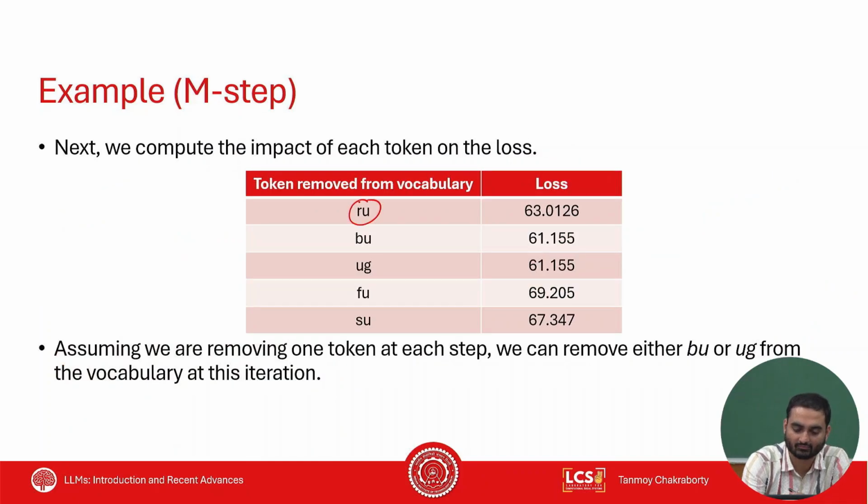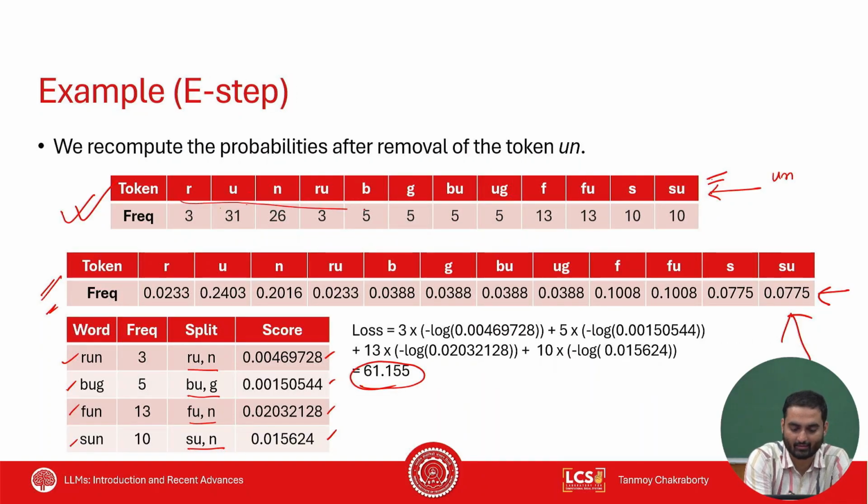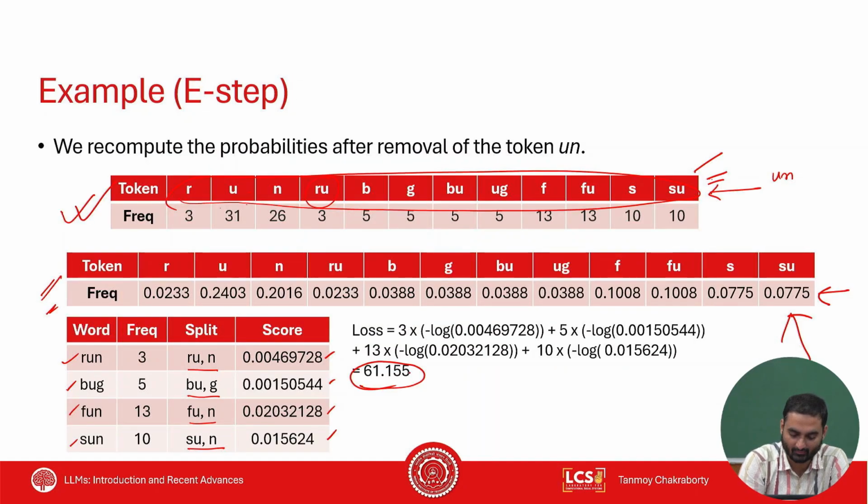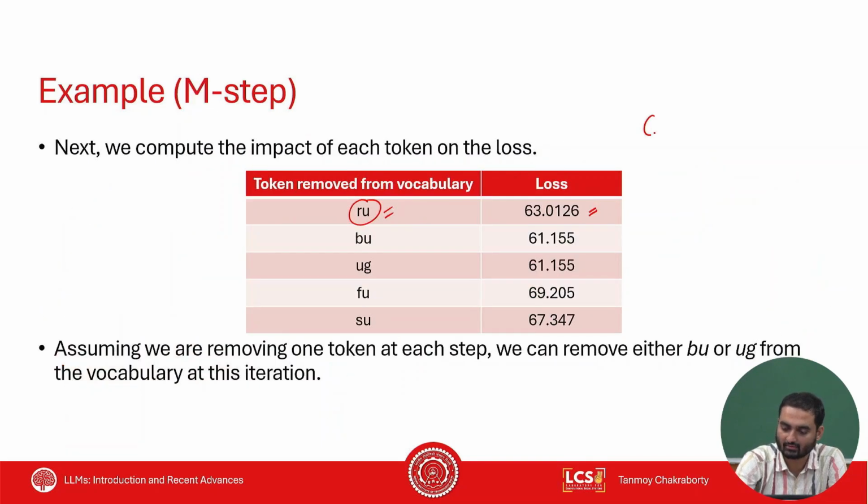If I remove RU, among these tokens, this is the vocabulary, the loss will be 63.0126. Remember this number, 61.155. If I remove RU, this will be the loss. If I remove BU, this will be the loss. If I remove UG, this is the loss, and so on and so forth, right?